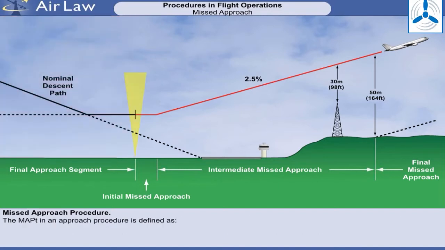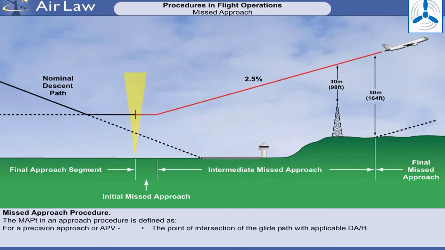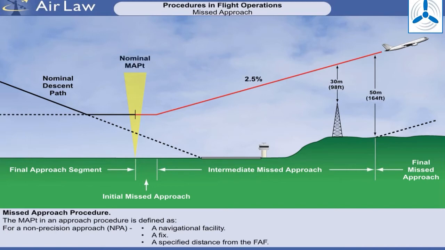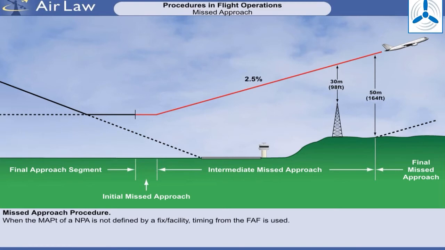The MAPT in a procedure is defined as the point of intersection of the glide path with the applicable DA or H, a navigational facility, a fix, or a specified distance from the FAF. When the final approach fix is defined by a navigational facility or a fix, but the missed approach point is not, then the distance from the FAF to the MAPT is published on the approach plate and is used for timing purposes to the MAPT. In all cases where timing may not be used, the procedure is annotated, timing not authorized for defining the MAPT.